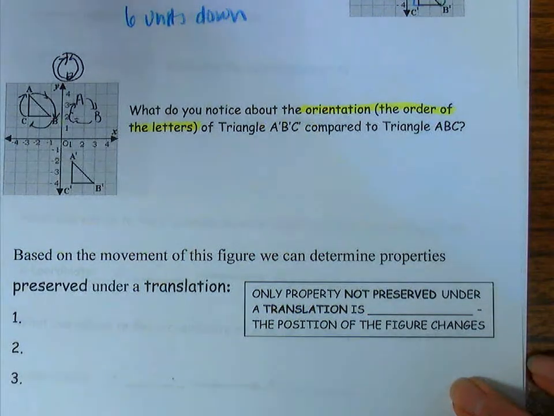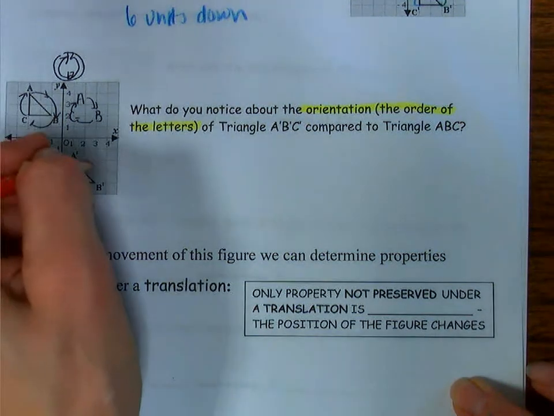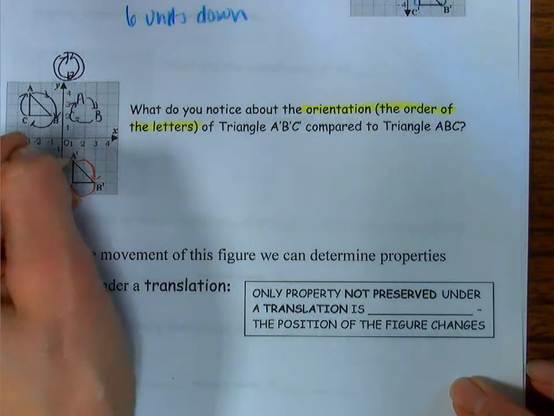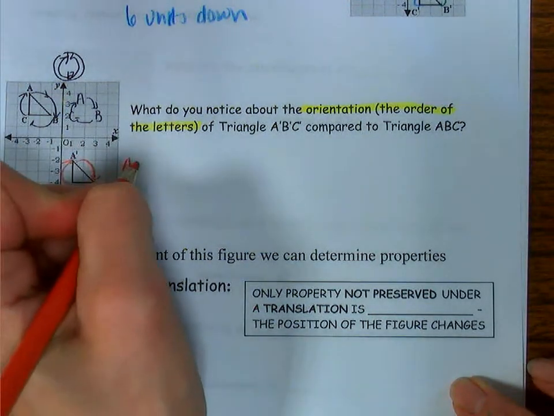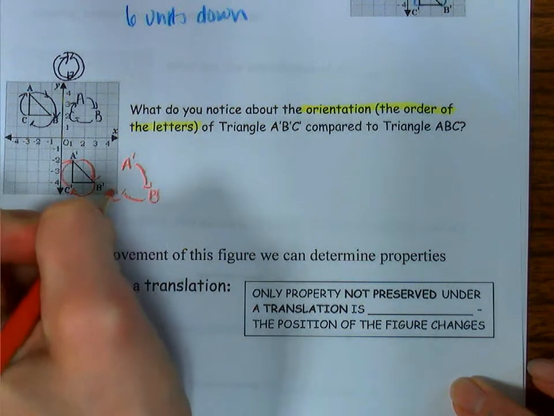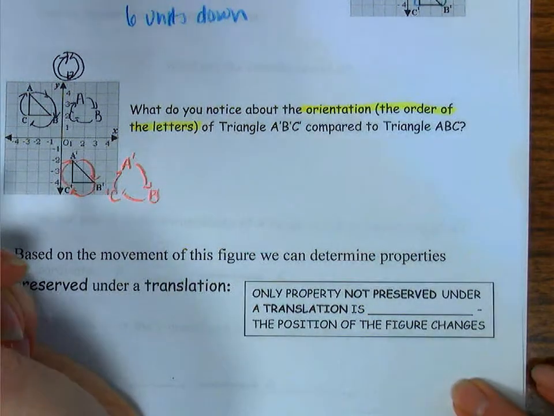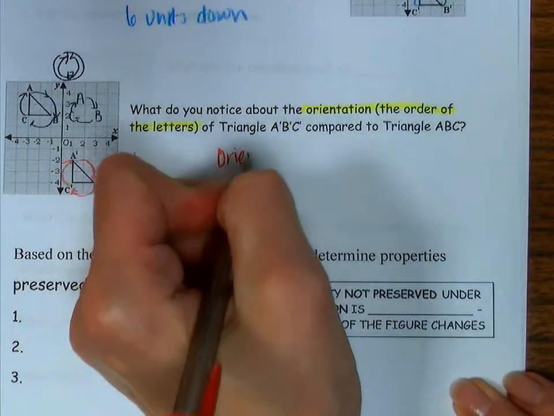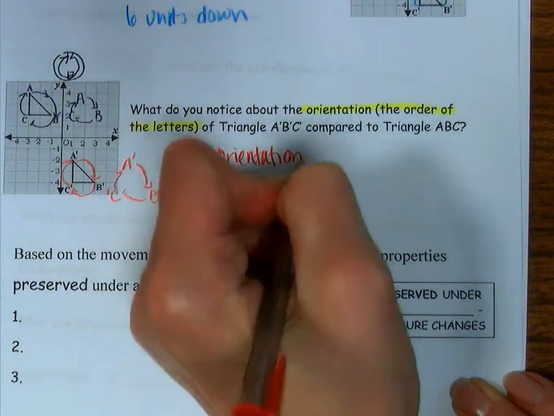Well, let's see if that holds true with A prime, B prime, and C prime. I move A prime to B prime, B prime to C prime, and C prime to A prime. So indeed, I move from A prime to B prime to C prime, and then back to A prime. So we can say that the orientation is the same.